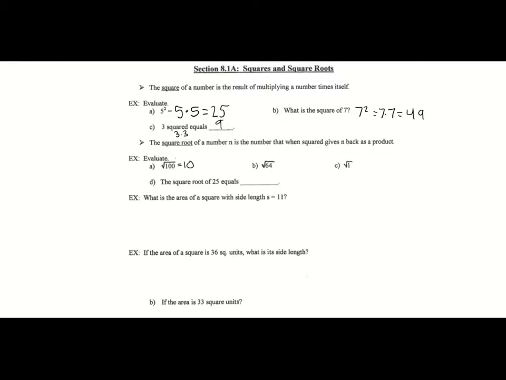Okay, 64. We want to figure out what number times itself is going to give us 64. And we know that 8 times 8 is 64, so the square root of 64 is 8. And for the square root of 1, we know that 1 times 1 is going to give us 1, so the square root of 1 is just 1. And then the square root of 25, we know that 5 times 5 gives us 25, so the square root of 25 must be 5.